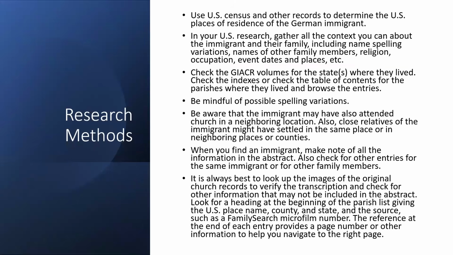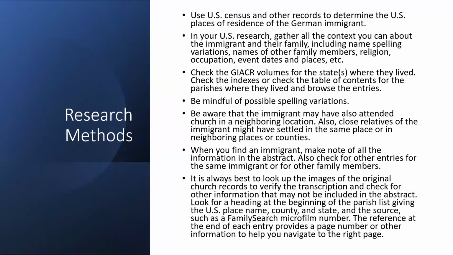Now, the research method is to begin by searching to find where in the US the person resided. And the US censuses can be most helpful for this. Once you know the state that the person resided in, you'll want to gather any other context about the family that you can, including some spelling variations, names of other family members, what religion they were, etc. The more context you have about the immigrant from other sources, including family records, the better.